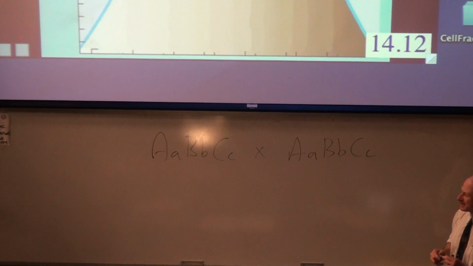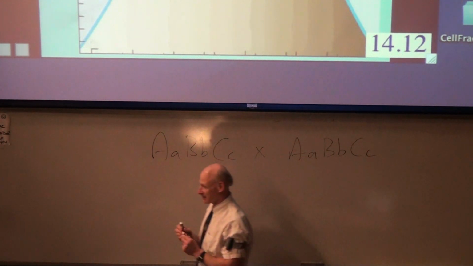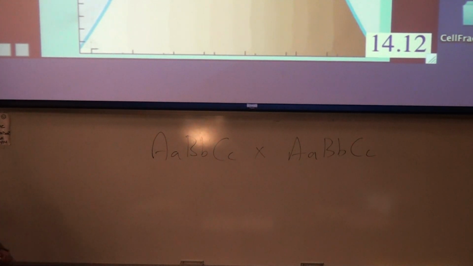Not 1 in 8. Well, remember that you can approach all the probabilities individually. What's the chance that they'll get a big A kid? 1 out of 4, right? 1 out of 64 is the correct answer to the overall problem. But what I'm saying is, let's break it down a piece at a time. The chance that their kid will get big A is 1 out of 4.